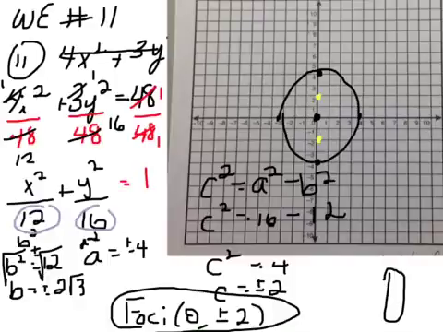So on any of these that don't have a 1 over here, that's how you're going to handle them. You're going to divide by that number, and when you do, it will usually clear out all these numbers on top, and you end up with an equation that's easier to graph. So that's what you're going to do on these.